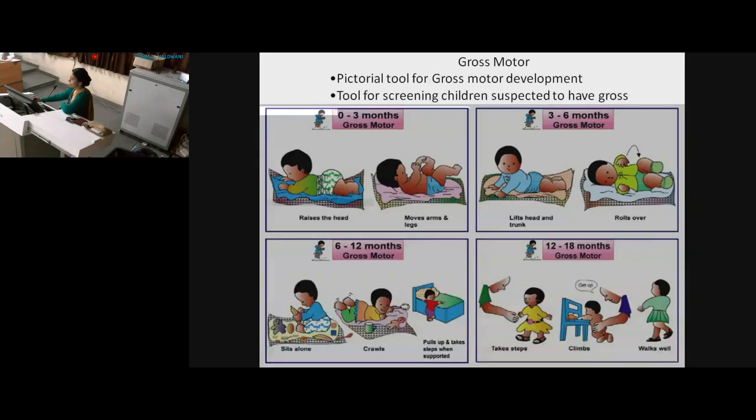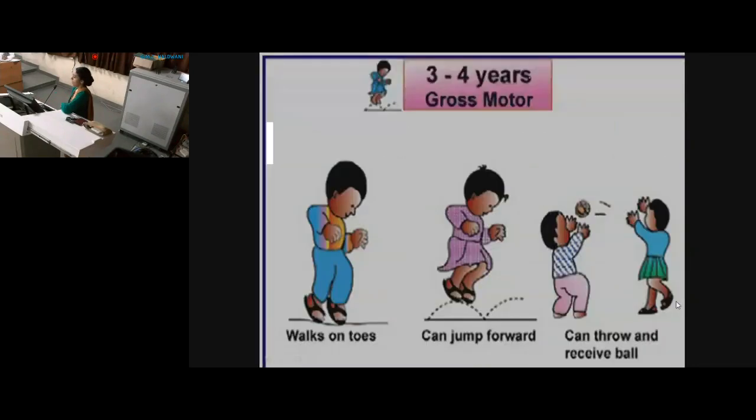At 0 to 3 months, you can see he's lifting initially just 45 degrees, then he's lifting up the entire head 90 degrees. At 3 to 4 months, he's able to raise the head. Then he's moving his hands and limbs. At 3 to 6 months, he can lift the head and trunk also, he can roll over. At 6 to 12 months, he's sitting alone, crawling, pulling himself up at around 10 months. At 12 to 18 months, taking steps, climbing and walking well. At 3 to 4 years, he can walk on the toes, he can jump, he can throw the ball.